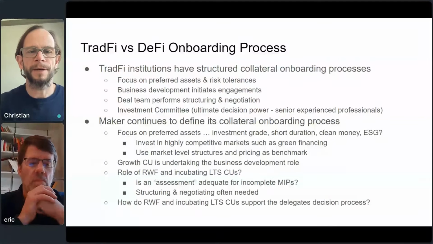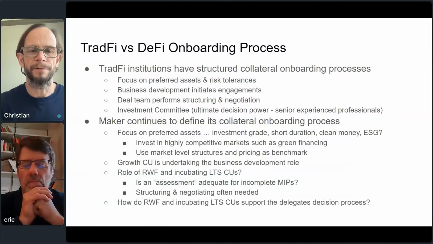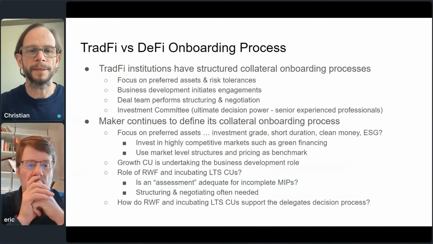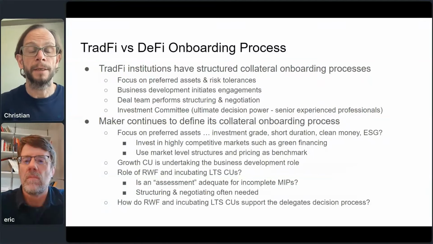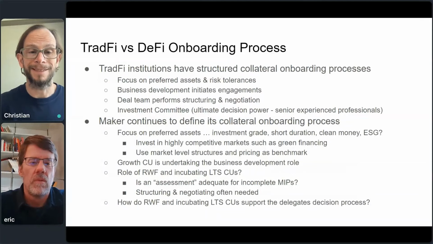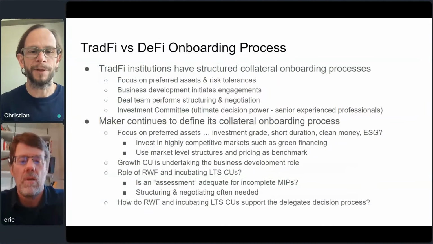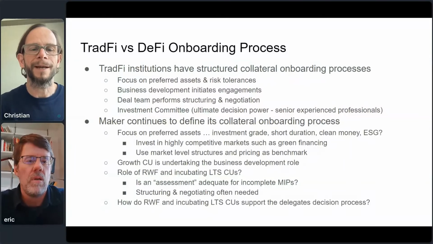TradFi institutions have a structured, very well-defined collateral onboarding process. We have MIP6, which is developing into a structured collateral onboarding process. But frankly, we haven't yet. We've had a number of applications, some within the MIP6, some outside the MIP6. So we're working on defining a structure, creating that structure.